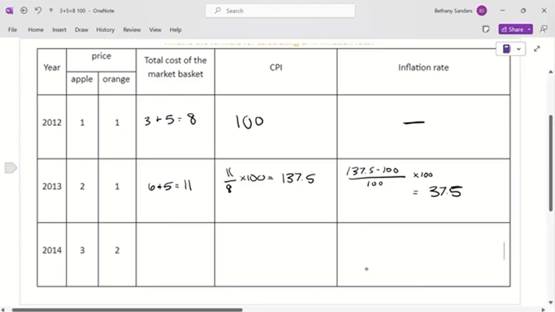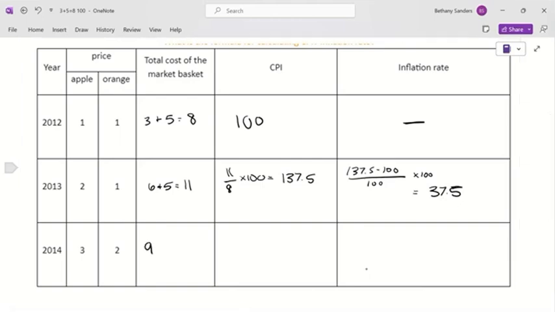Now let's look at 2014. 3 apples at $3 a piece is 9, and 5 oranges at $2 a piece is 10. So we have 19 as our total cost of the market basket this year. We can now calculate CPI, which would be 19 over 8 times 100, and we get 237.5.